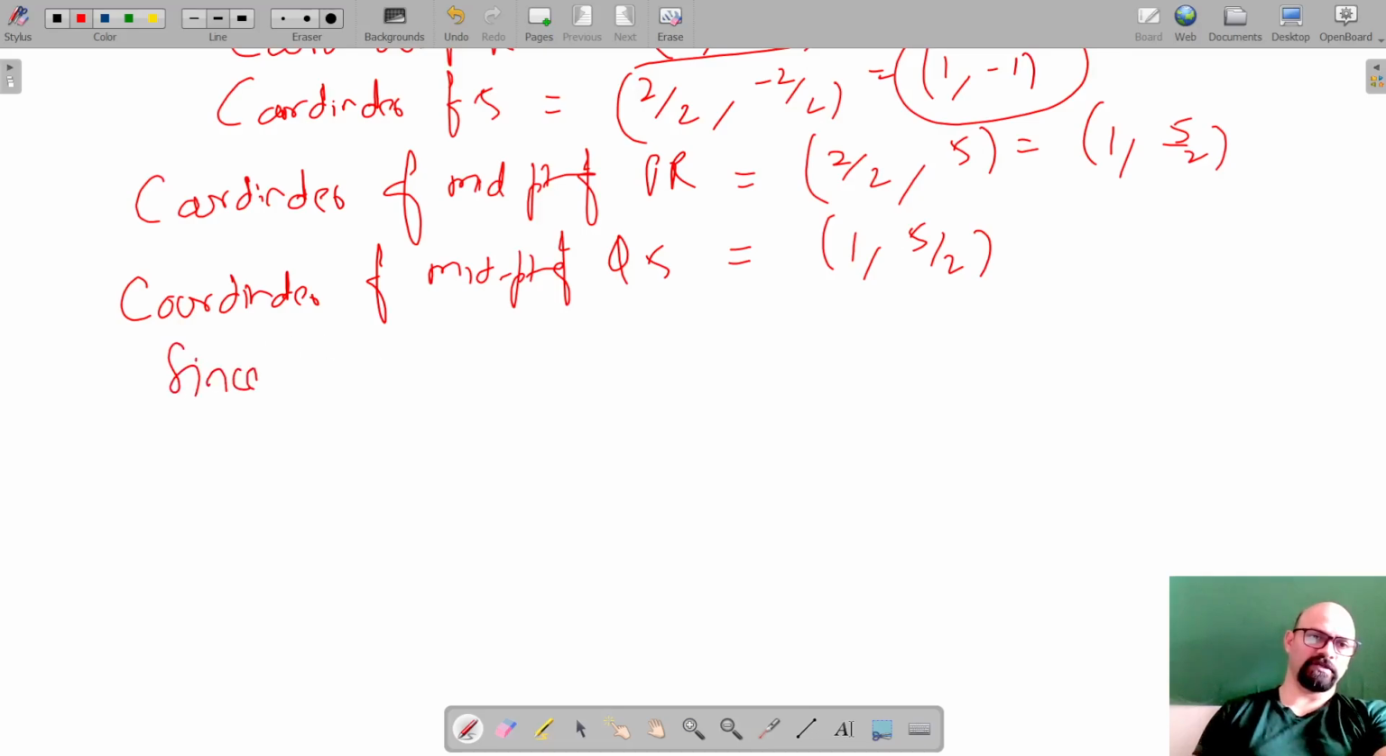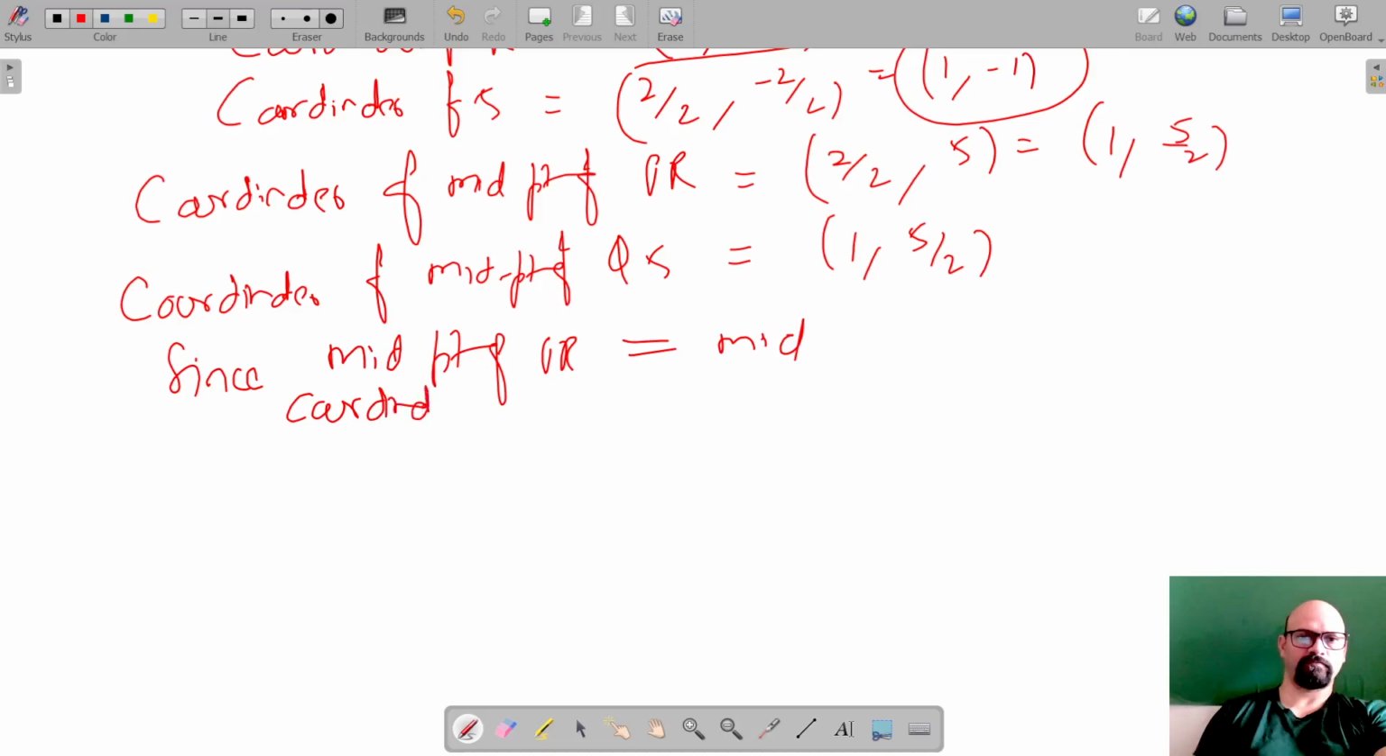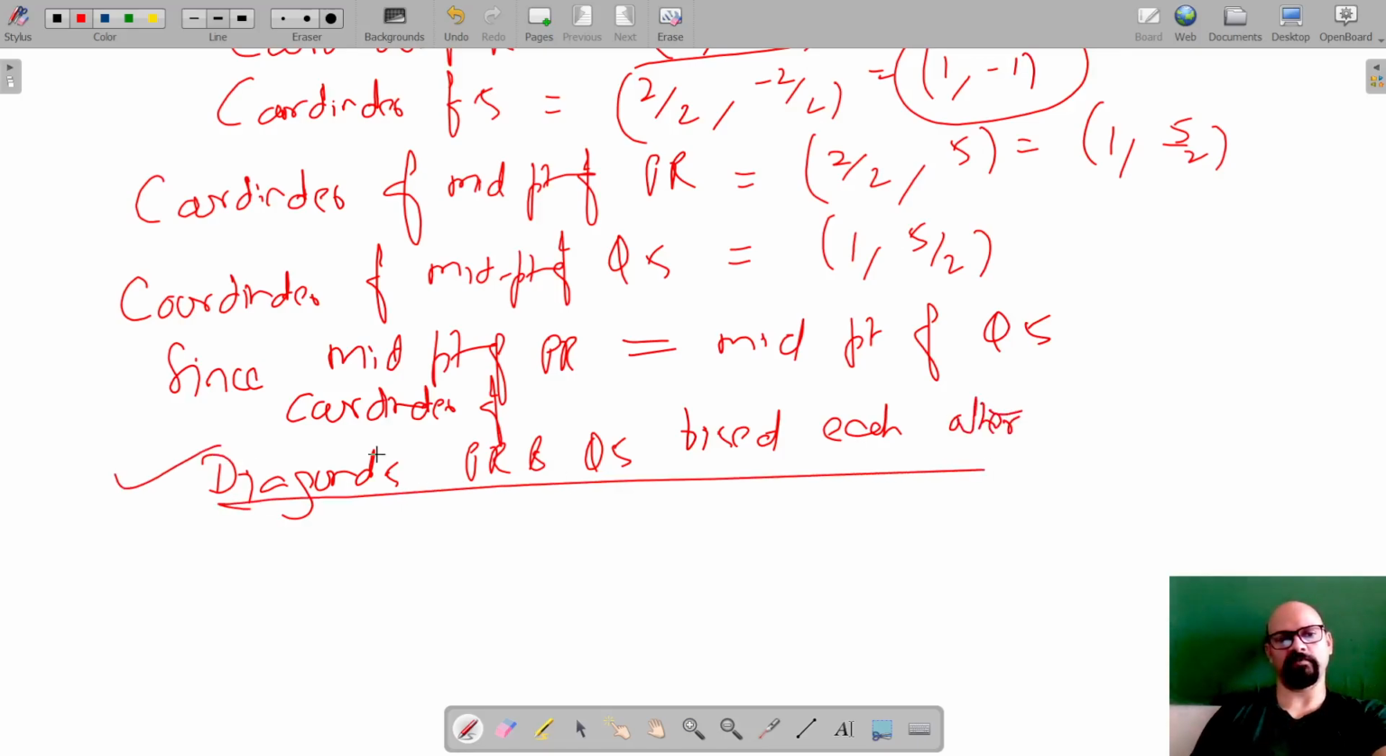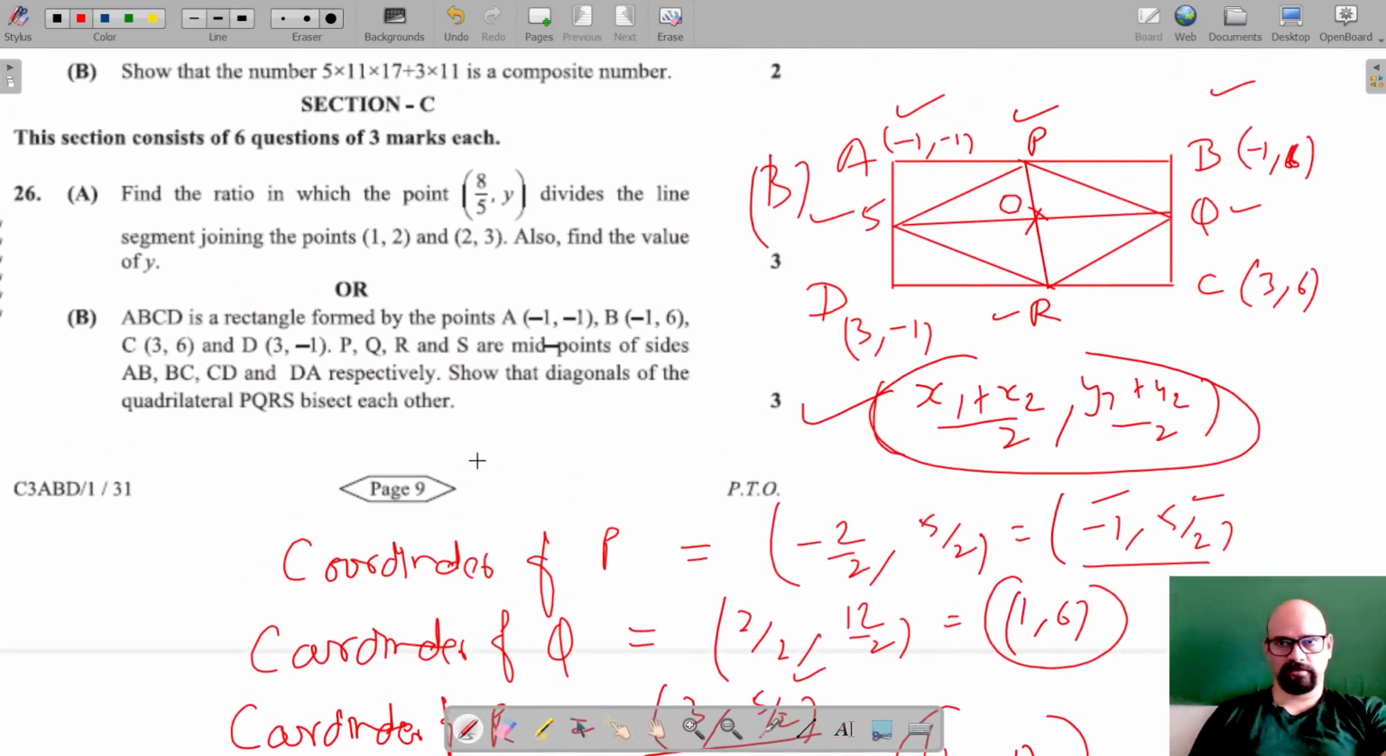So we can write here that since the coordinates of the midpoint of PR are equal to the coordinates of the midpoint of QS, that means diagonals PR and QS bisect each other, and if they bisect each other, that means that PQRS is a parallelogram. Okay, so we are done with question number 26.